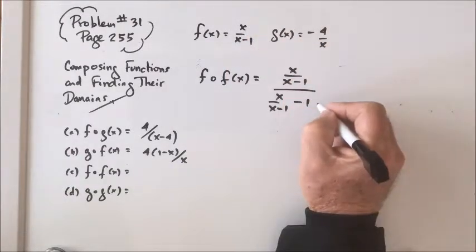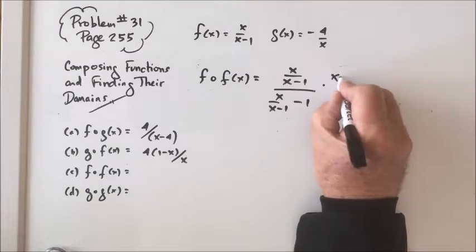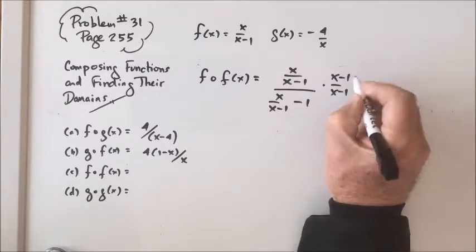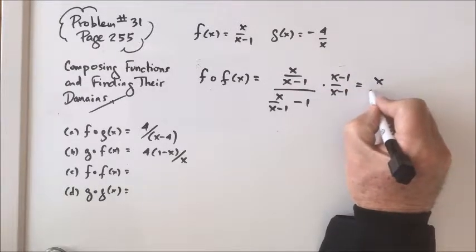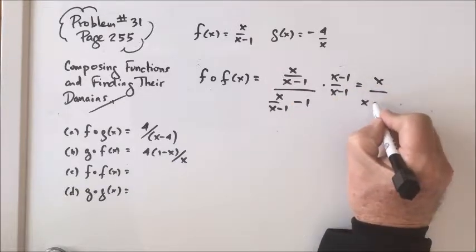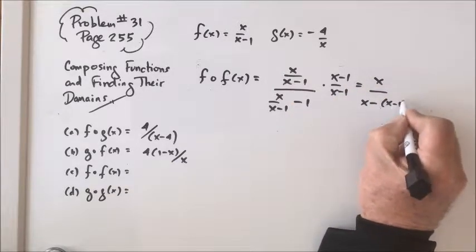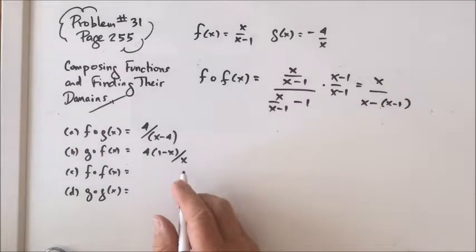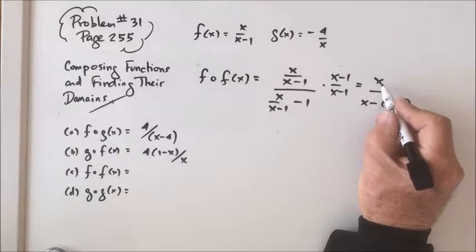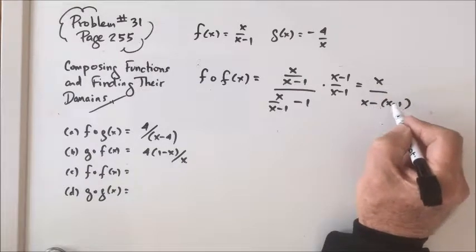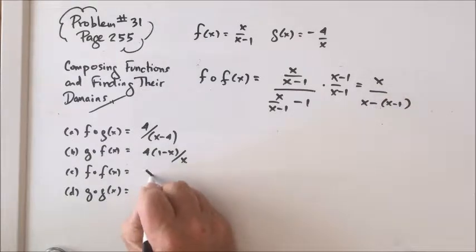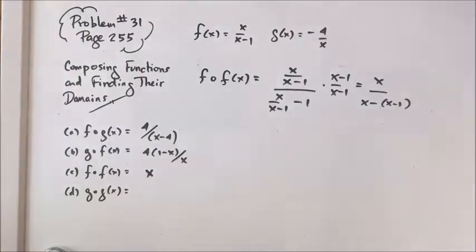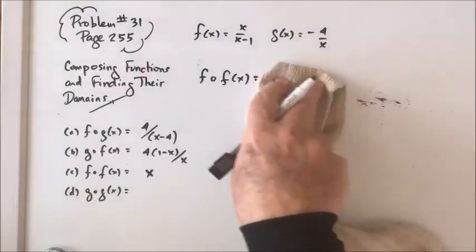And there's the 1. So to clean this up, again, I'm going to multiply everybody by x minus 1. I'm going to get x on the top. I'm going to get x minus 1 on the bottom. And so to write the answer down here, what the heck is that? That is x all over x minus 1, is x. Okay. Hopefully you can see through that.